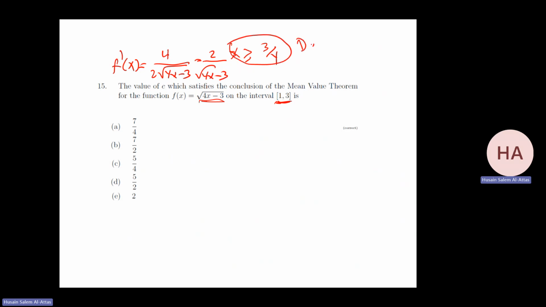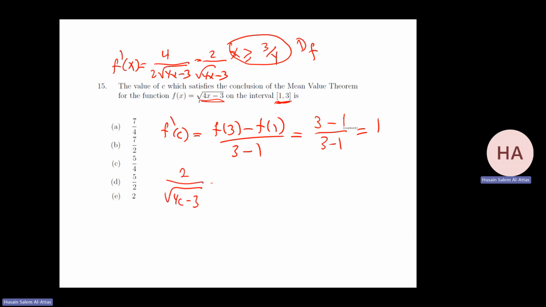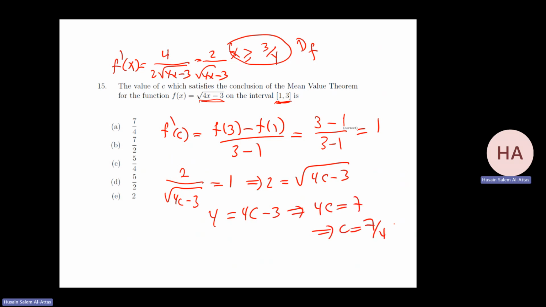Okay, domain of f. So I need f prime at c equal f of 3 minus f of 1 over 3 minus 1. What is f of 3? 12 minus 3 is 9. That will be 3. f of 1, 4 minus 3, that will be 1. Everything is equal to 1. Good. So I have 2 over root 4c minus 3 is equal to 1. So that means 2 equals root 4c minus 3. Square it. So I have 4 equals 4c minus 3. So that means 4c equals 7. So c equals 7 over 4, which is okay here.